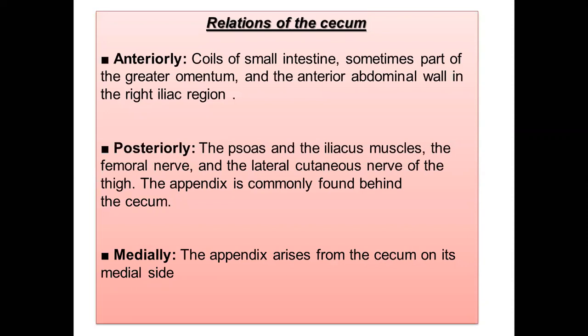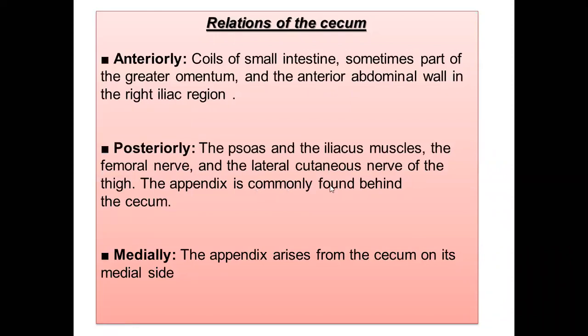Now coming to the relationships of the cecum. Anteriorly, the cecum has coils of small intestine. Sometimes there can be part of the greater omentum as well. As the cecum lies in the right iliac fossa, there is the anterior abdominal wall in the right iliac region. Posteriorly of the cecum, we have the psoas muscle, the iliacus muscle, the femoral nerve, the lateral cutaneous nerve of the thigh, and posterior medially we have the appendix.